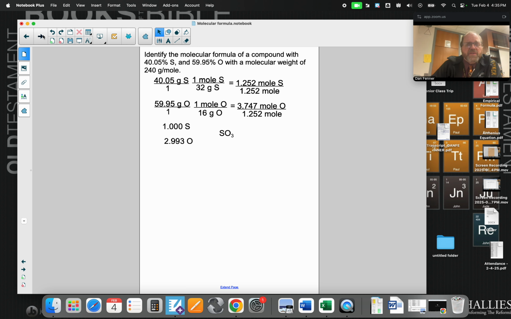Now comes the new stuff. Molecular formula, MF is equal to MW over FM. So what's the molecular weight? In the problem here, it tells us the molecular weight is 240 grams per mole. So we put that over the formula mass. Okay, we have sulfur and we have oxygen. 1 sulfur, sulfur is 32, oxygen 16 times 3, 48, 48 and 32, 80 grams per mole. So we take and divide that through, we're going to get 3.